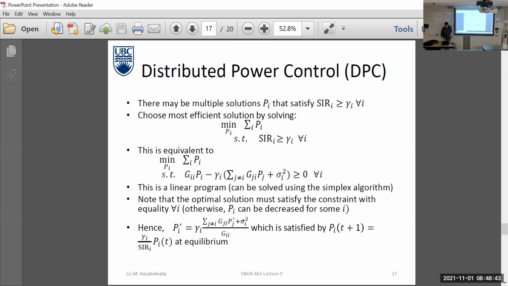Okay, so our optimization problem: for sure we want to minimize the power, but at which level will this be the result of our optimization problem? We want to minimize the summation of all transmitted power subject to a certain constraint. This constraint is that we want the achieved signal to interference and noise ratio to be greater than or equal to the required one, or threshold value.